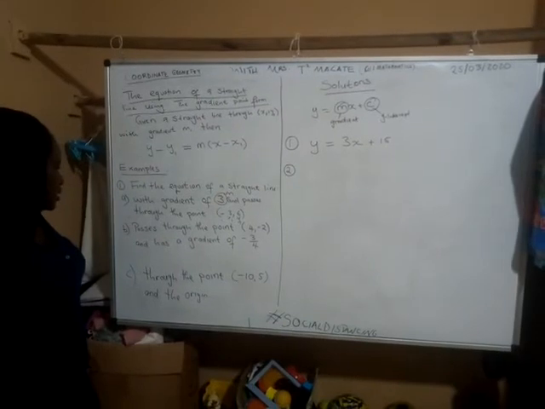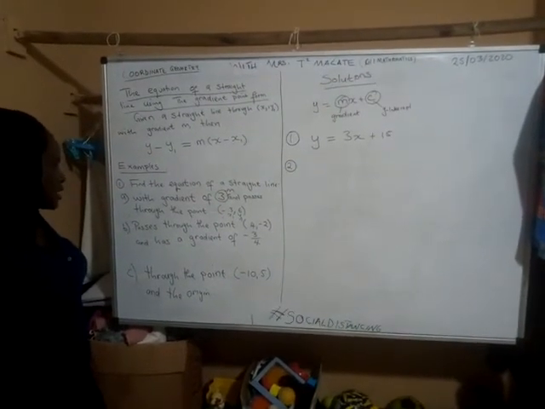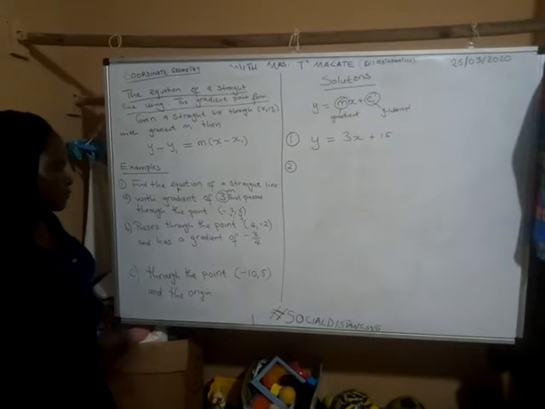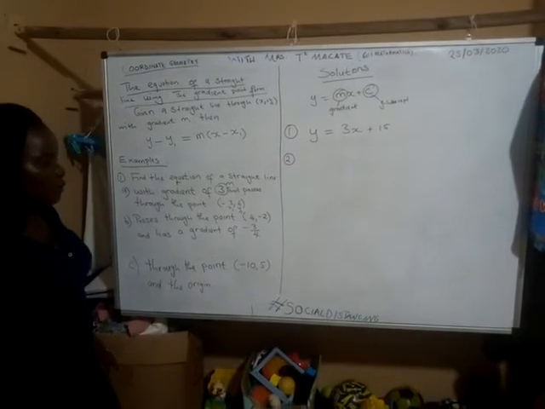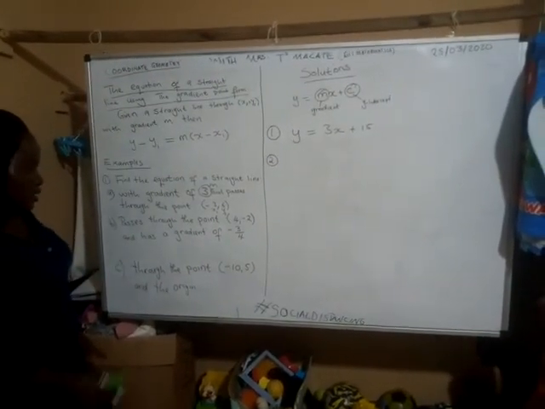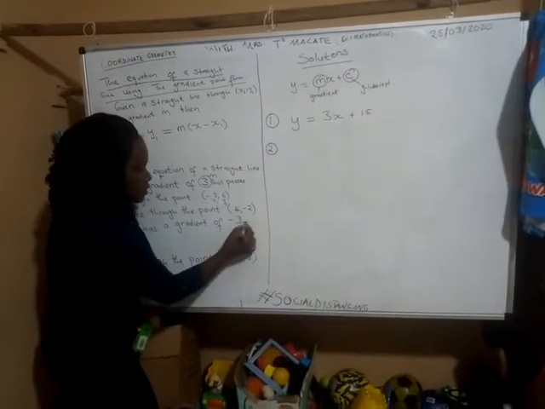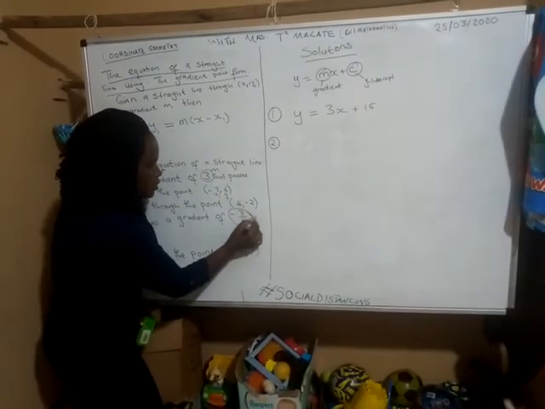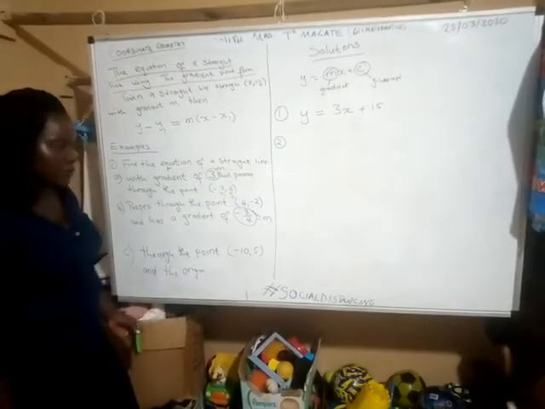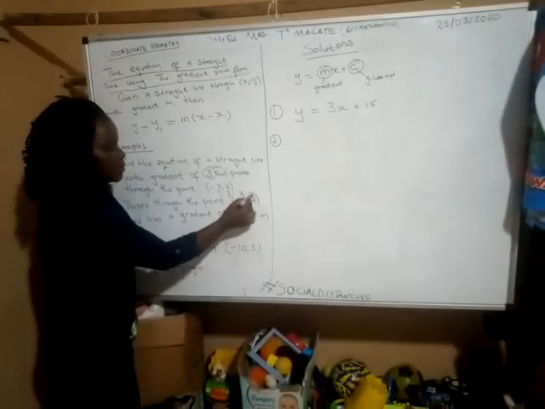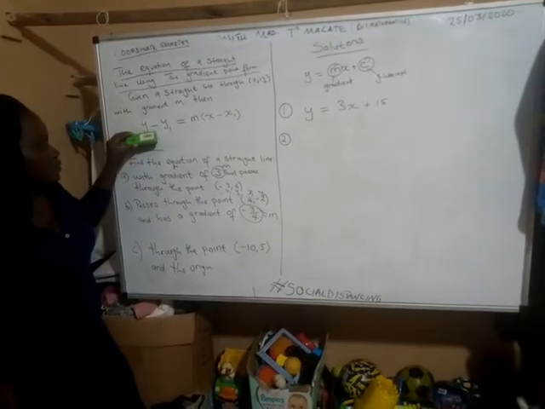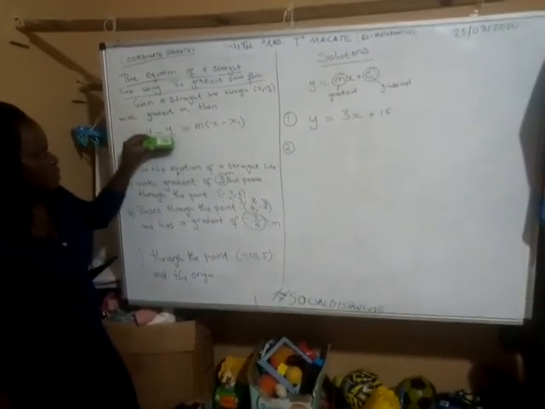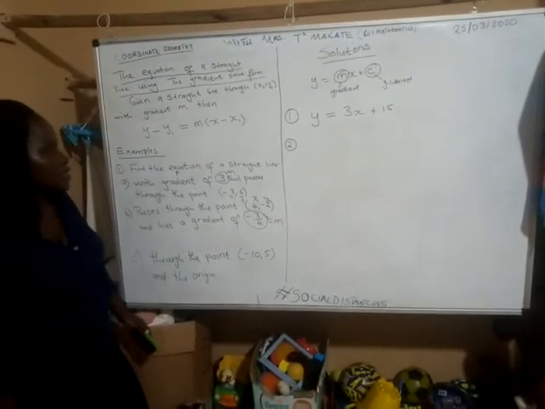And then we go to b. B says find the equation of a straight line that passes through the point 4, -2 and has a gradient of -3/4. In this question, we have our gradient, which is -3/4. Then we have that one point giving us x1 and y1, which is 4, -2. We use our one point formula to help us get the equation, which is y minus y1 equals m times x minus x1. We do our substitution.